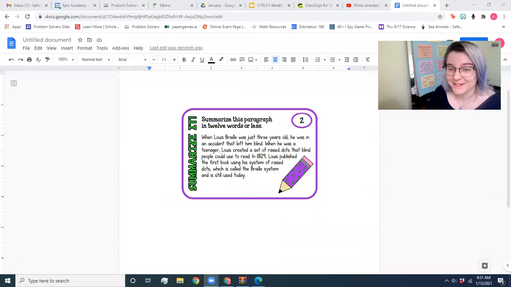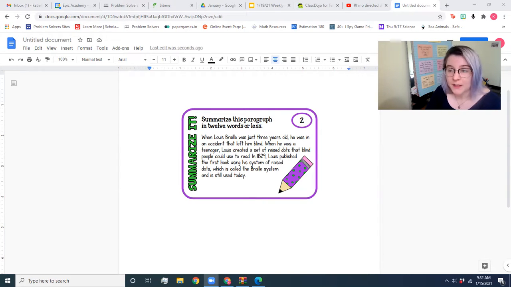Okay, let's look at this little bit of text now. Again, it says, summarize this paragraph in 12 words or less. When Louis Braille was just 3 years old, he was in an accident that left him blind. When he was a teenager, Louis created a set of raised dots that blind people could use to read. In 1829, Louis published the first book using his system of raised dots, which is called the Braille system and is still used today. Now, I think this is another one that has some distracting information in it.